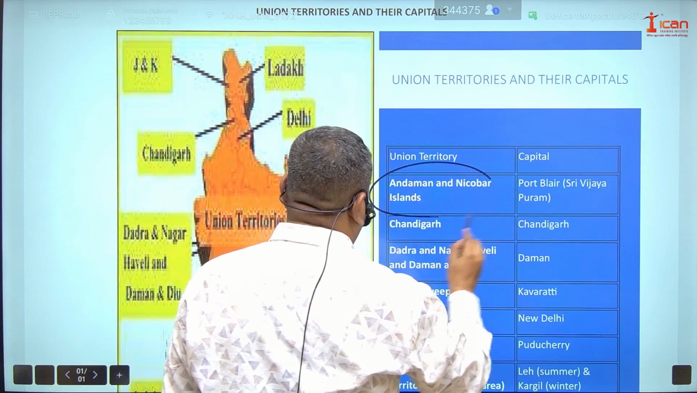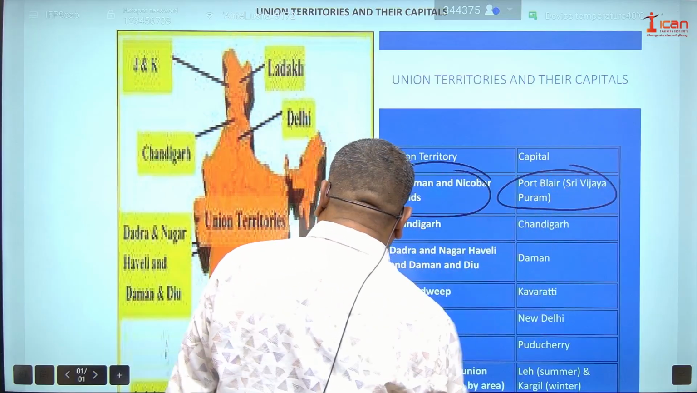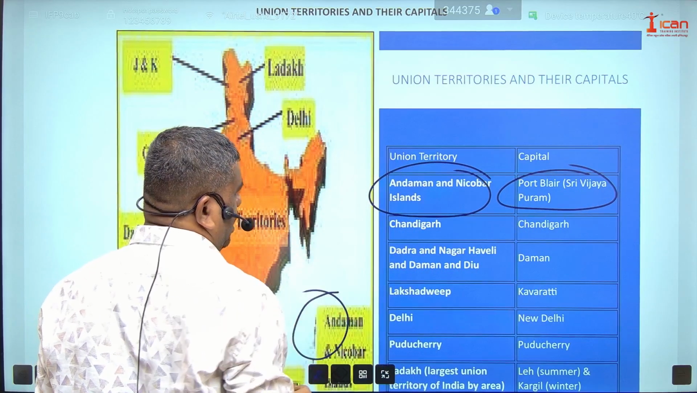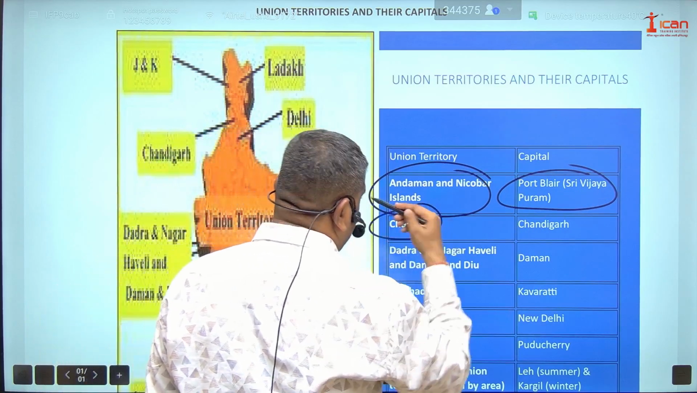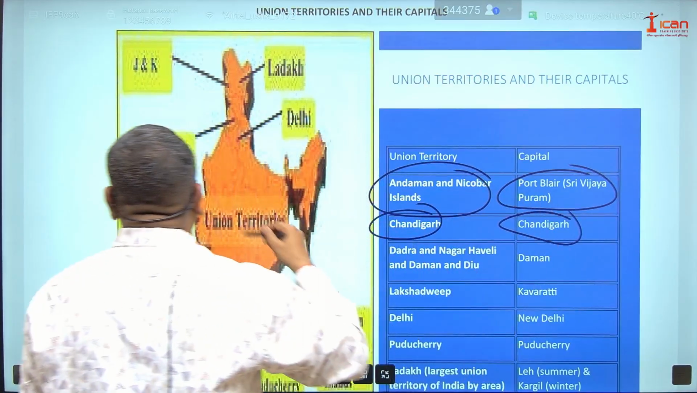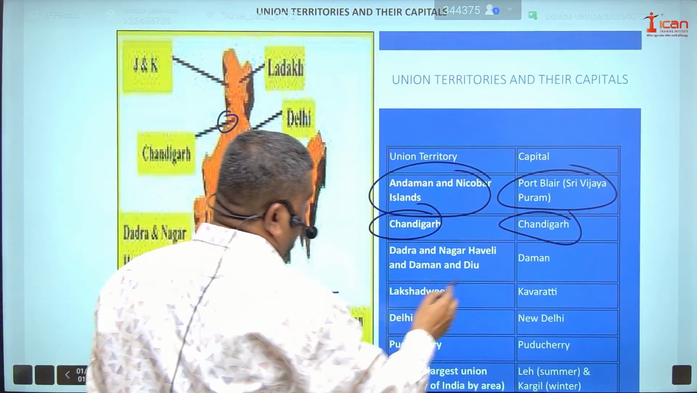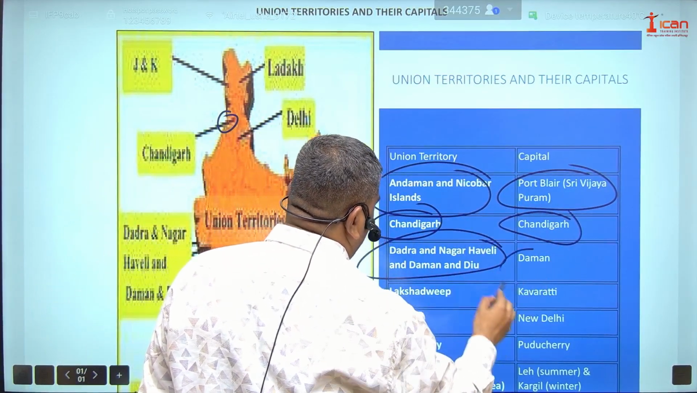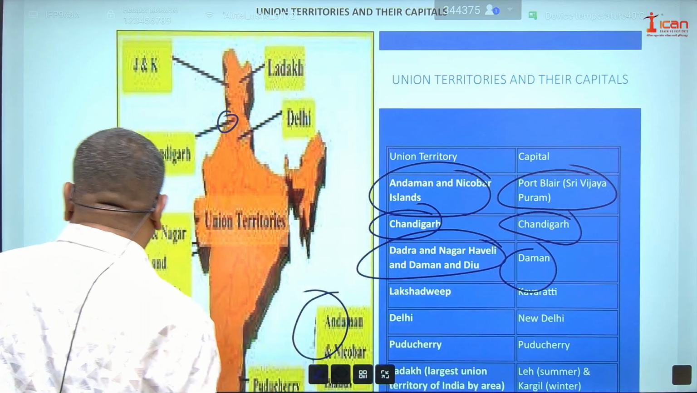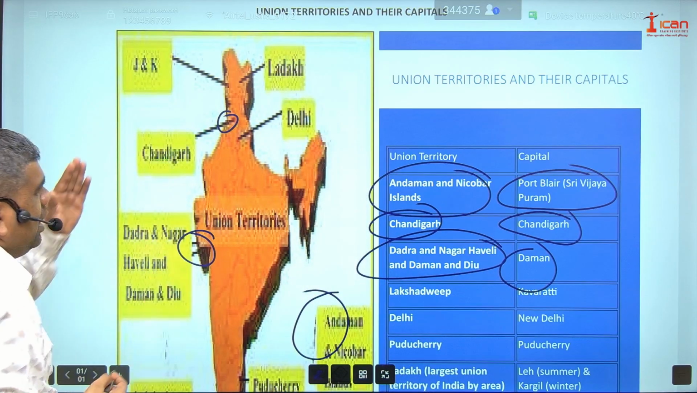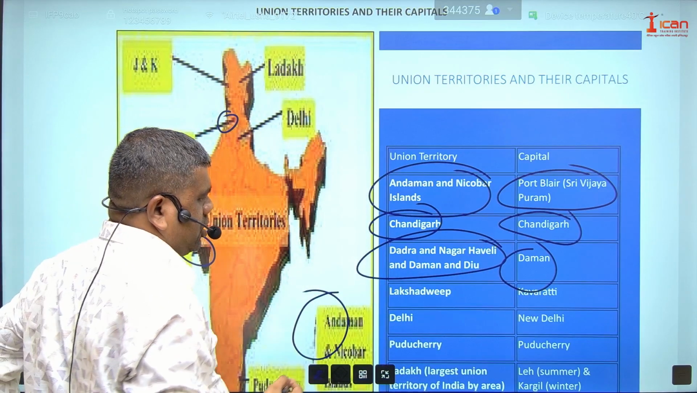Andaman Nicobar Islands, as we said, it is Port Blair. It's in the Bay of Bengal. Then Chandigarh, it's again a union territory as well. The capital is Chandigarh. Then we have Dadra and Nagar Haveli, Daman and Diu. Daman is the new capital, right? It is here between Gujarat and Maharashtra.